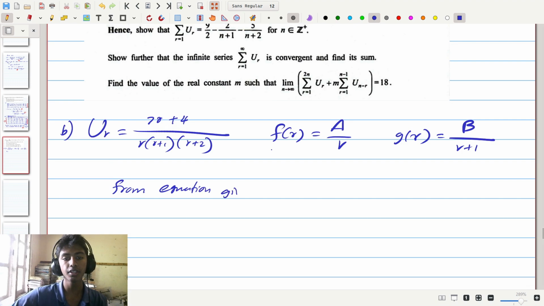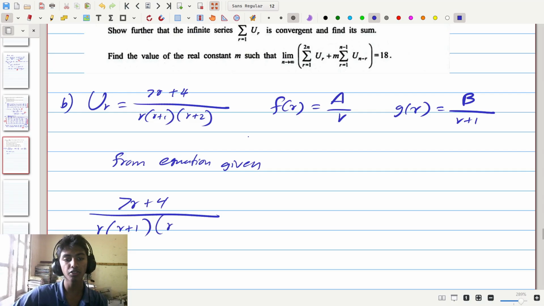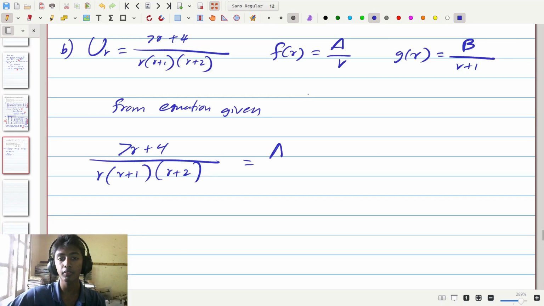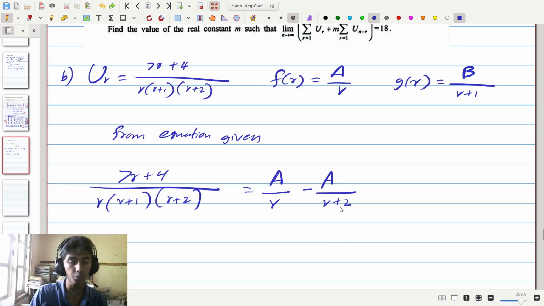we get that U of R on the left hand side, which is (7R plus 4) divided by R times (R plus 1) times (R plus 2), is equal to the stuff on the right, which is F of R minus F of R plus 2, which is going to be A over R, and then F of R plus 2 is going to be minus A over (R plus 2). Now it's going to be R plus 2, since if F of R is equal to A over R, when you do F of R plus 2, you're going to essentially substitute for this R here, R plus 2, which is why we get A divided by (R plus 2) here.